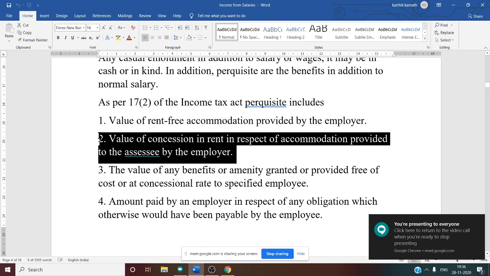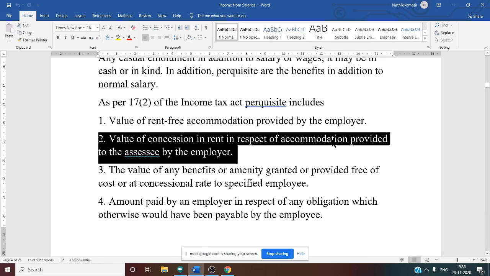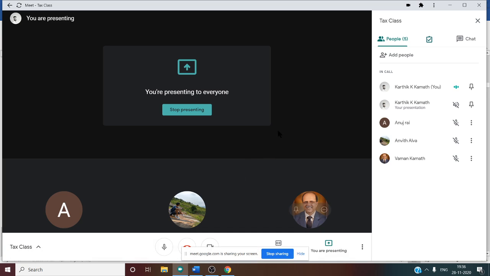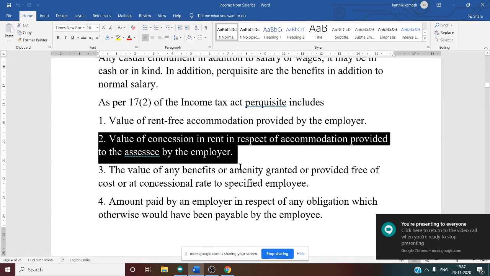Second one, value of concession in rent in respect of accommodation provided to the employee by the employer. What do you mean by a house at concessional rent? Suppose 8,000 is the rent of the house, and the employee is asked to pay only 4,000. That 4,000 is deducted in the RFA calculation. That is about concessional rent.